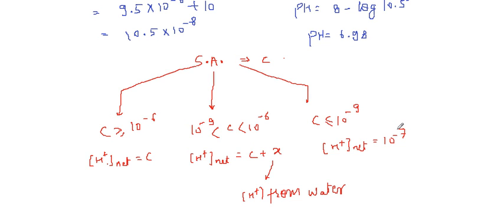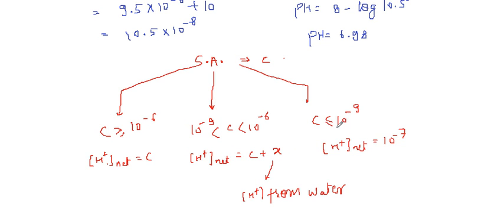So in the case of a strong acid, we have only three cases. When the concentration is greater than 10 to the power minus 6, then H plus is net C. When the concentration varies from 10 to the power minus 6 to 10 to the power minus 9, we have to consider the water also, because the concentration of H plus from water is approximately 10 to the power minus 7. When it is in that order, we cannot neglect the water concentration. We have to calculate X from that quadratic equation.